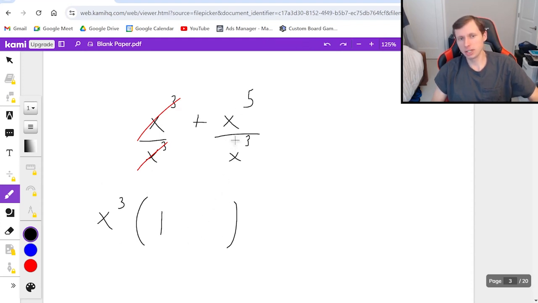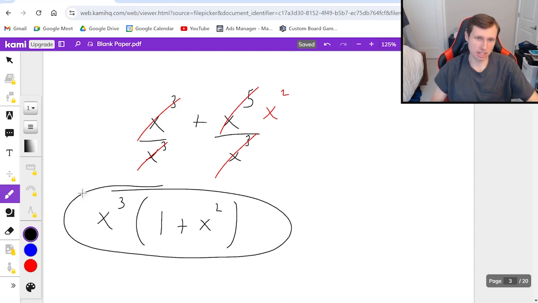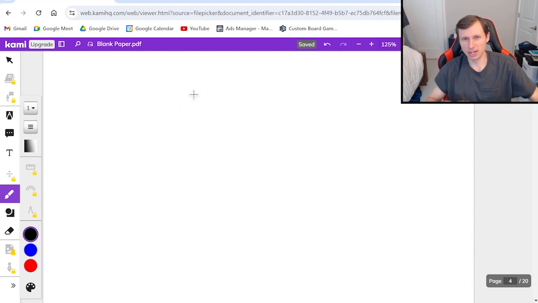And then plus, when I divide the x to the 5th divided by x cubed, 3 of the x's cancel, leaving me now with just x squared. So then plus x squared. And this is the factorization for that one. If that didn't make sense for you, don't worry, we have another one right now.